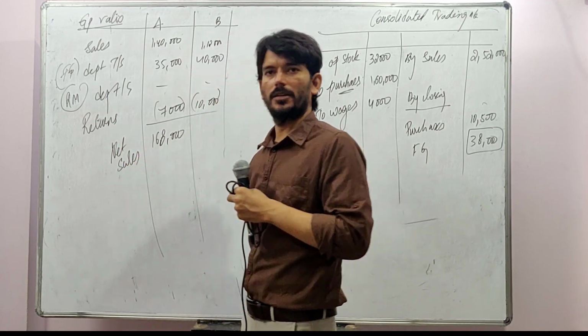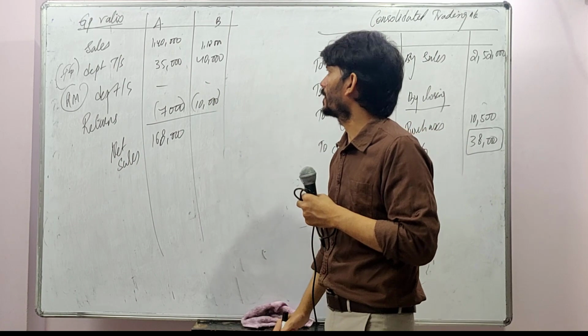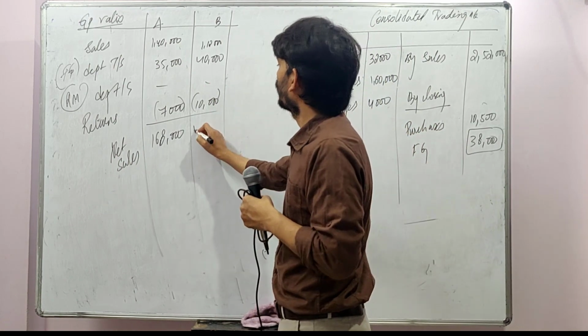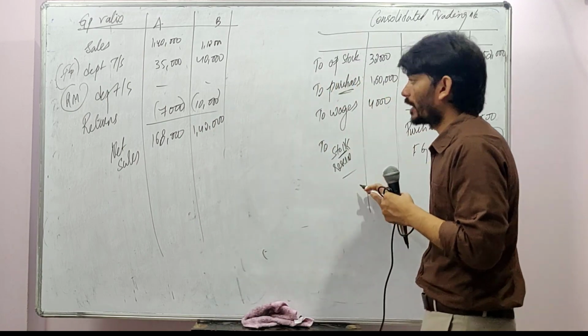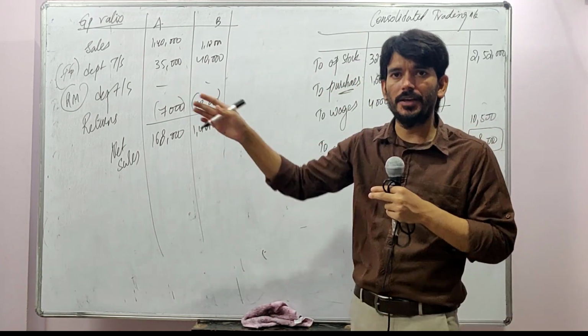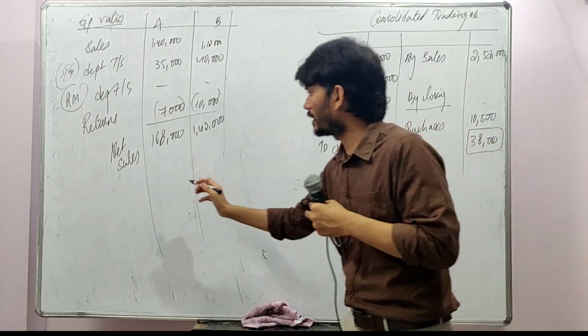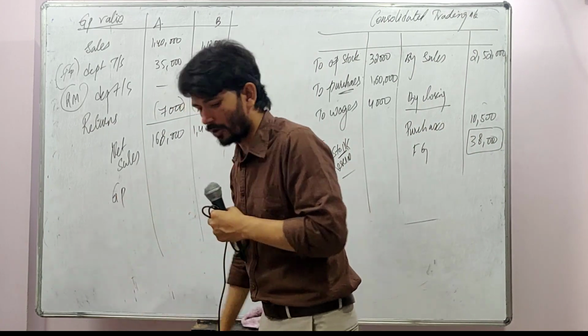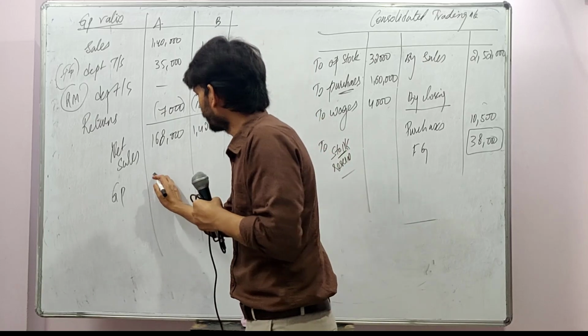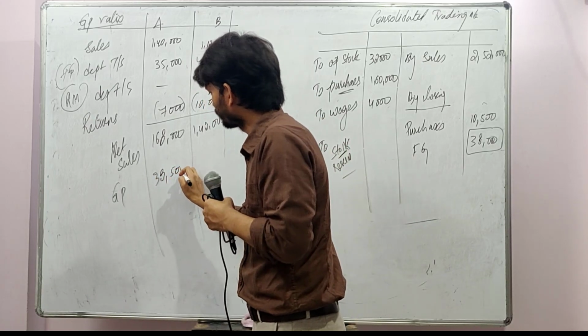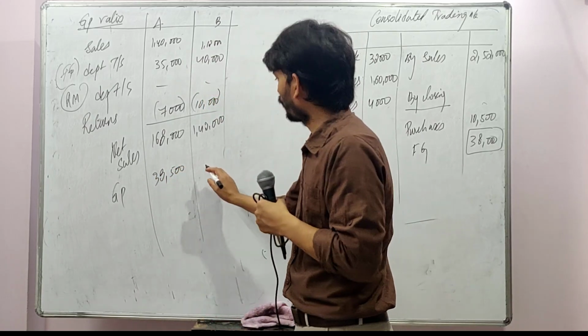See, understand the logic, not the numbers. So 142. So this is his net sale, right? So what is the gross profit that he got in his individual trading account? That is also just cleared from the board. You see from the board, you will understand that 38,500 and 46,000.